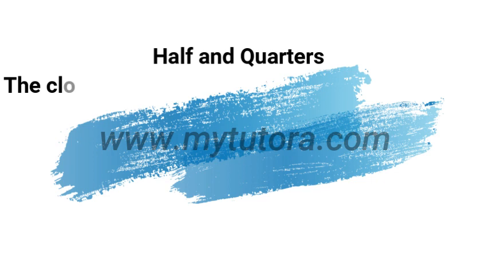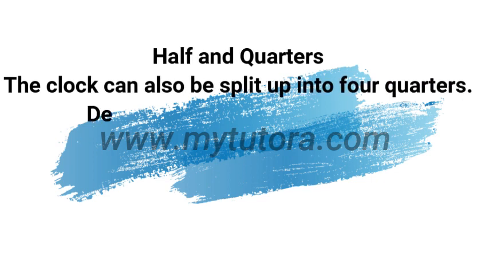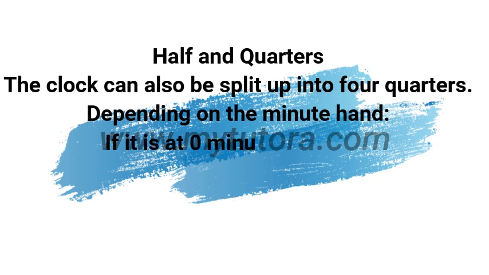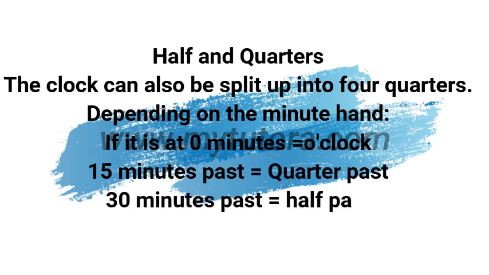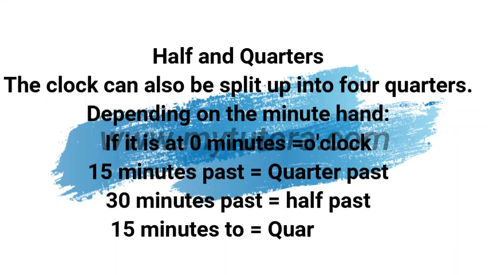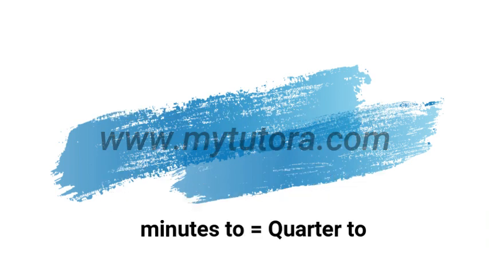Now have a look at half and quarters. The clock can also be split up into 4 quarters, depending on the minute hand. If it is at 0 minutes, that is o'clock. If it is at 15 minutes past, then quarter past. If 30 minutes past, half past. 15 minutes to, quarter to.